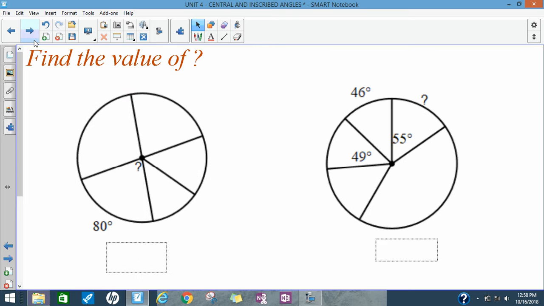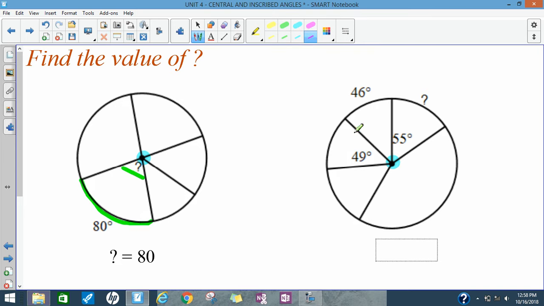So I want you to pause here, and in each of these I want you to find question mark and then press play, and I'll give you the answers. So we have central angles again. The vertex in each is at the center of the circle. Here, question mark is that angle. The intercepted arc is 80 degrees, so the angle is also 80 degrees. Over here, I'm looking for the intercepted arc. The angle that intercepts that arc here is 55 degrees, and so the arc is also 55.